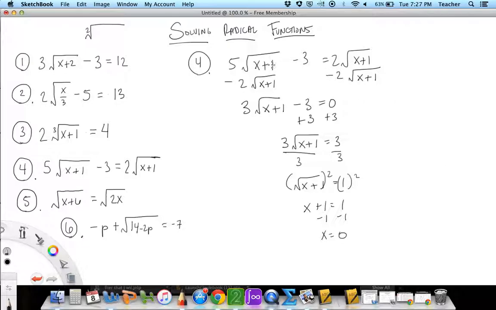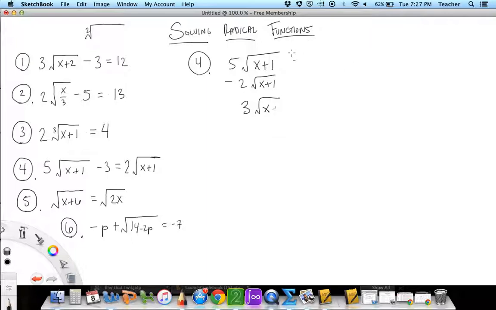So let's take a little look here and see if that does work out. 0 plus 1 is 1. The square root of 1 is 1. 5 times 1 is 5, minus 3 is 2. So this side equals 2, just in case you want to take some notes. And then we have 2 times the square root of 1, which in this case would be 1. So 2 equals 2. So I know that I am correct in my math there. That one's kind of a tricky one.